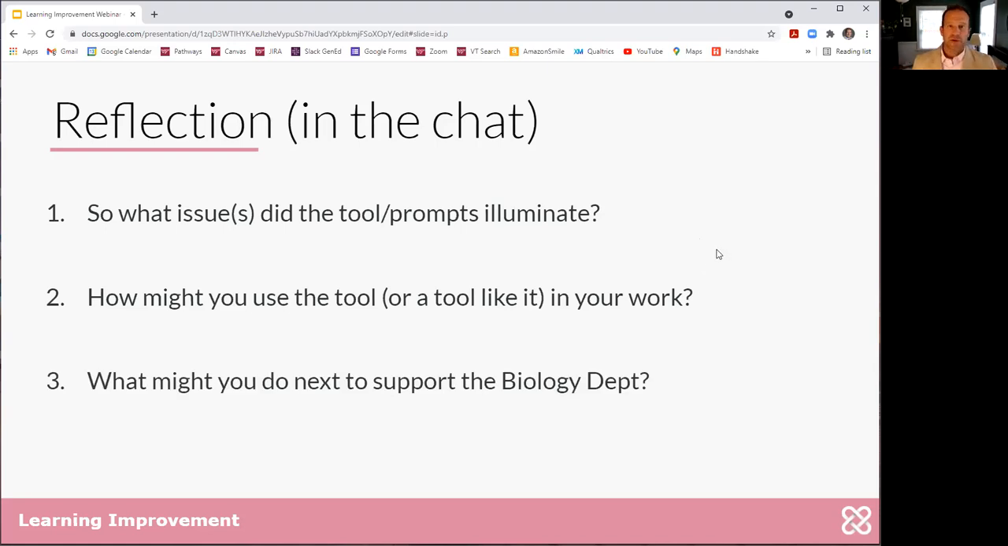So what might you do next to support the biology department? Just think on that. You don't have to post that. The idea is, if they ask that question, what might we do next, right? That's kind of the takeaway here.